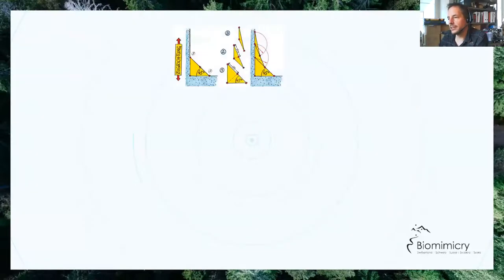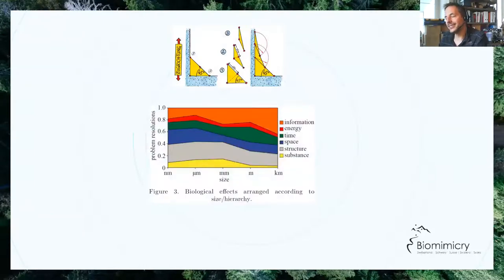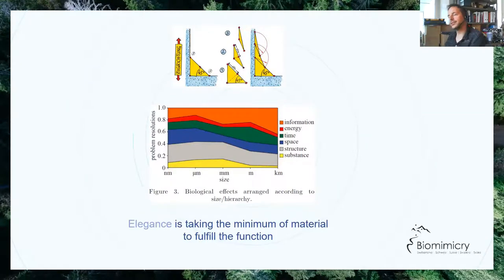All right, I come to the end of my presentation, and I have three things that I want you to remember. Of course, the tension triangle and the method, how to do it. I hope you will use it someday. Then that nature innovates basically by using a really sophisticated, intelligent, clever structure and information processing. And if you are inventing something, think about that. And it's just elegant. If you do lightweight design, it's elegant. It's taking the minimum of material to fulfill the function.